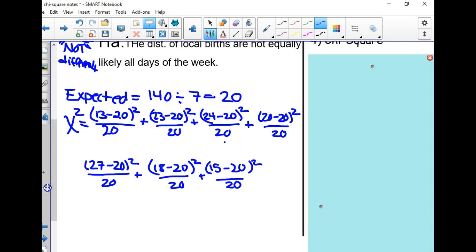Just a friendly piece of advice when you're calculating this, like I said, take it a piece at a time. So O minus E, hit enter. Square, hit enter. Divide by the expected, hit enter.